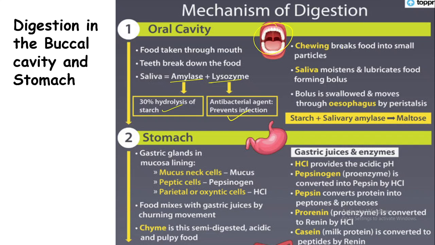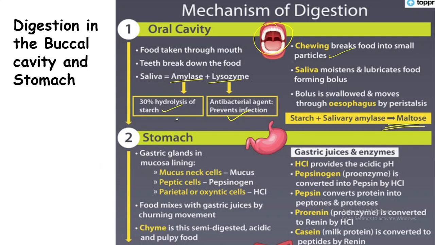By chewing, food is broken down into small particles and forms a bolus. Saliva moistens and lubricates food, forming a bolus. The bolus is then swallowed and moves through the esophagus by peristalsis. Peristalsis is a rhythmic contraction and relaxation of the esophageal wall. Starch plus salivary amylase produces the disaccharide maltose.